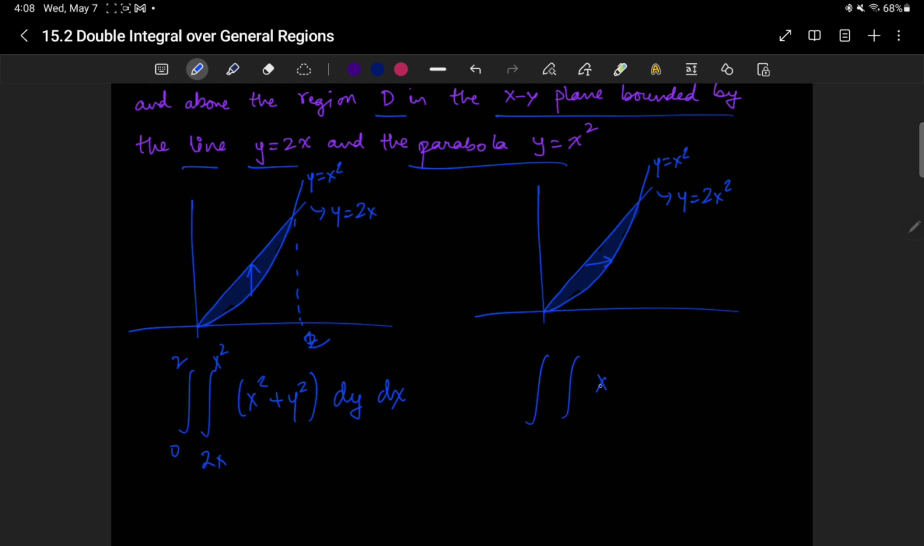Whereas over here, the integrand is still x squared plus y squared, but this is set up as dx dy. So I have to express x in terms of y, which means x equals y over 2 for the line, and x equals square root of y for the curve. So x goes from y over 2 to square root of y. These have to be limits in y. I know x equals 2, and when x equals 2, y equals 4, so this goes from 0 to 4. And they will both give the same result.